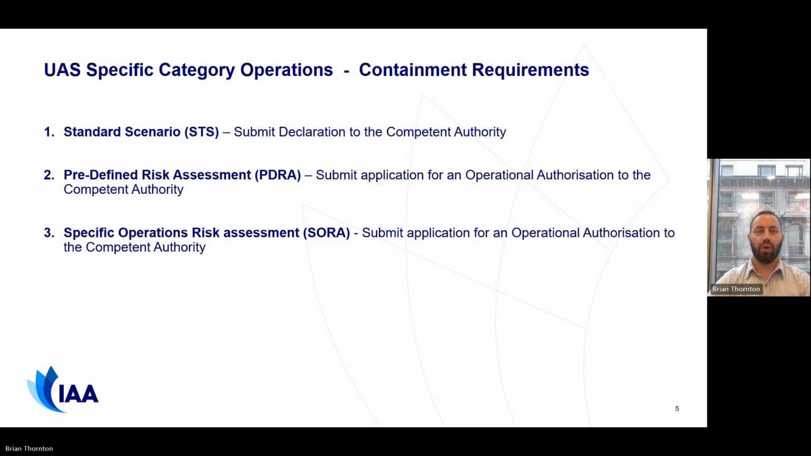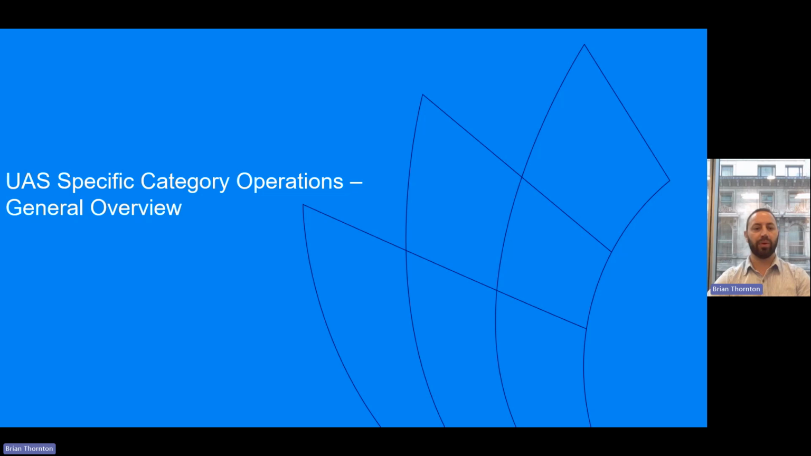What I would like to get through today in this part about the operational overview in the specific category is what best suits your operation. Does an STS or a PDRA best suit your operation? And in that, where does containment lie? And what are the requirements for each of these specific category authorizations? So let's get into a bit about operations in the specific category. We'll just have a quick general overview for the audience listening in today.